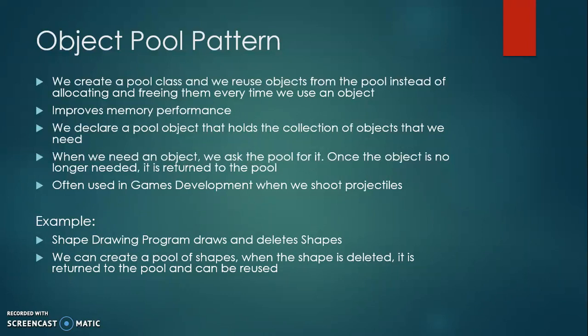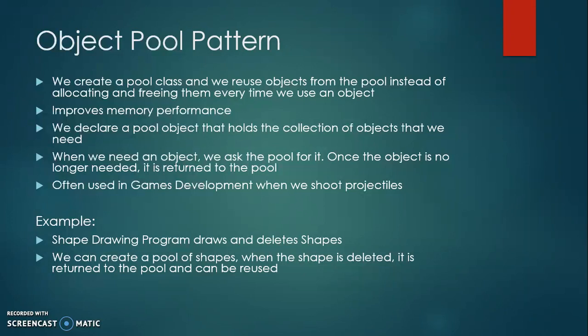So what we do is we declare a pool object that holds the collection of objects that we need. Then when we need an object, we ask the pool for it. And once the object is no longer needed, it is returned to the pool. This particular pattern is used in games development, for example, when we have shooting bullets or shooting projectiles type of scenario. So when we shoot a bullet, we borrow it, grab it from the pool, and when we don't need it, we return it back to the pool, and then again, when we need it, we grab it from the pool, and so on.